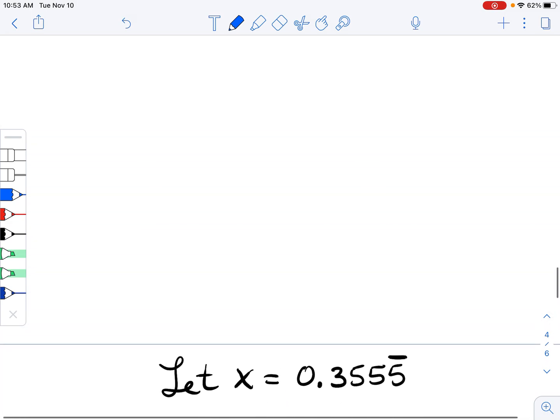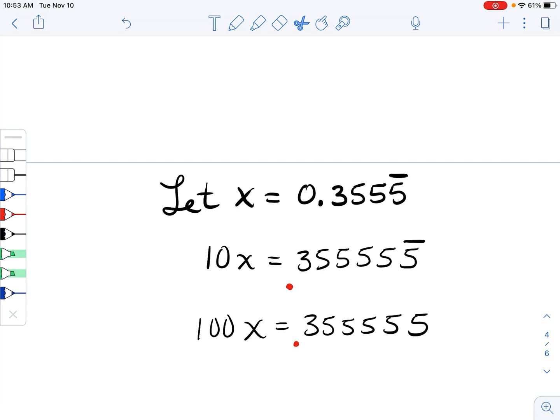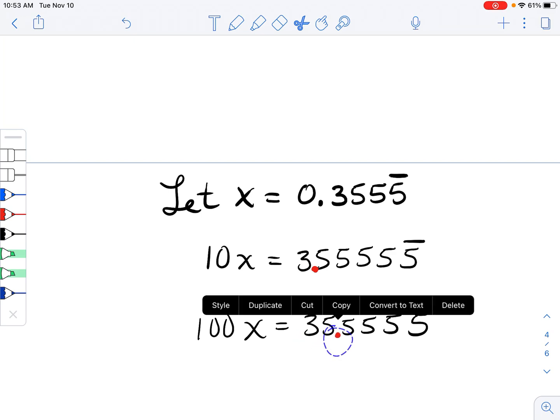Let's pretend that we just want to find out what 0.35555 repeating is. This is called the conversion technique. Let x equal 0.35555 repeating. If I want to call something 10x, then I need to multiply 0.3555 repeating by 10, which moves my decimal point 1 over. If I wanted to multiply it by 100, then 0.3555 repeating would go over 2 places.